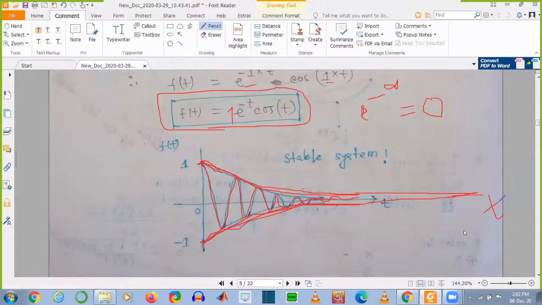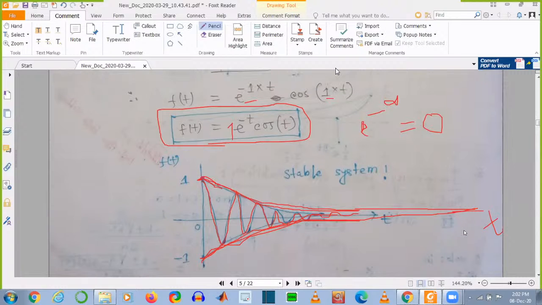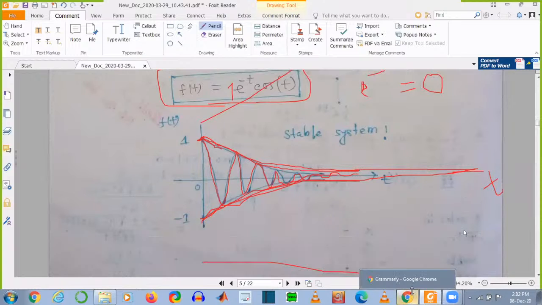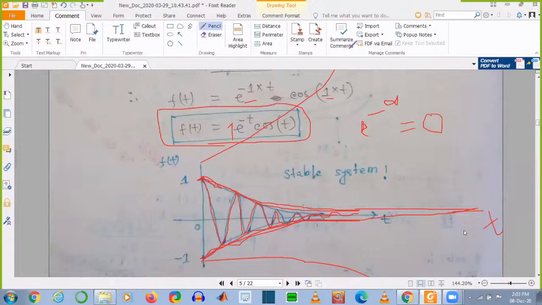Is that clear? Yes, sir. And suppose if you get something like that, then it will also get the reflection like that. Okay, understand my point? Suppose you get something like that in positive, then you get the reflection.